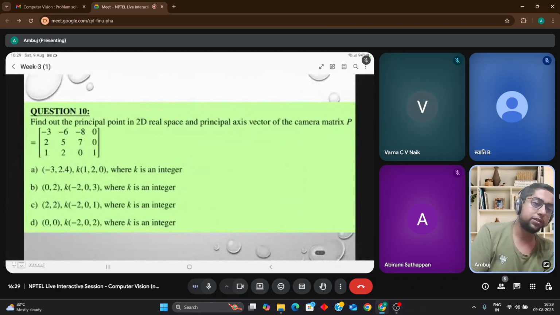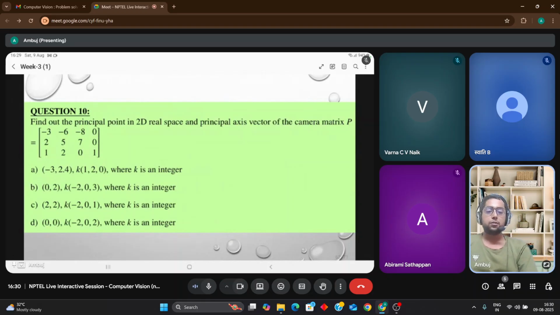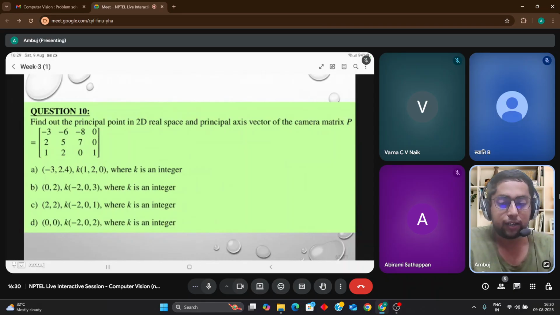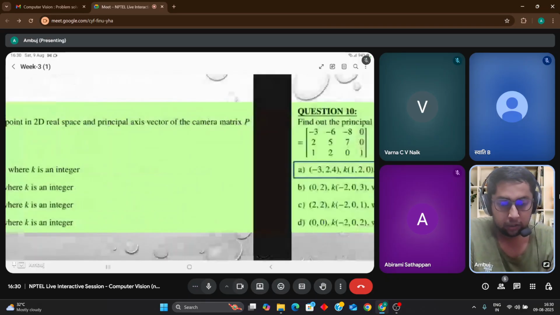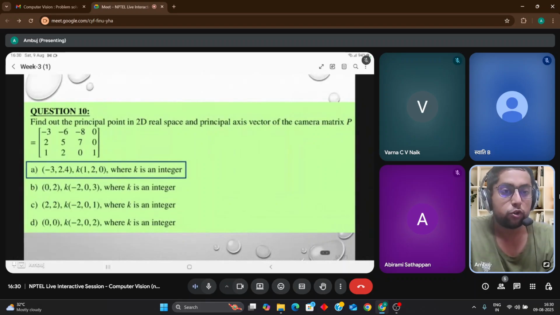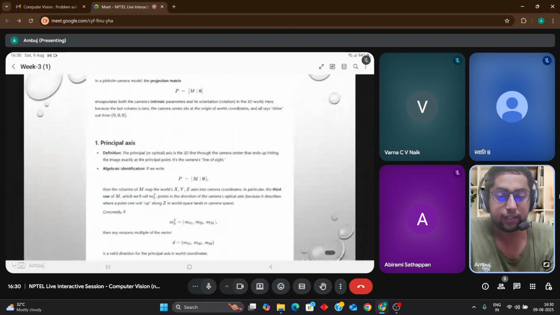Last question for the present session. Find the principal point in 2D real space and the principal axis vector of the camera matrix P. P is a projection matrix already given to you. The correct option would be A. Let us see it in great detail.